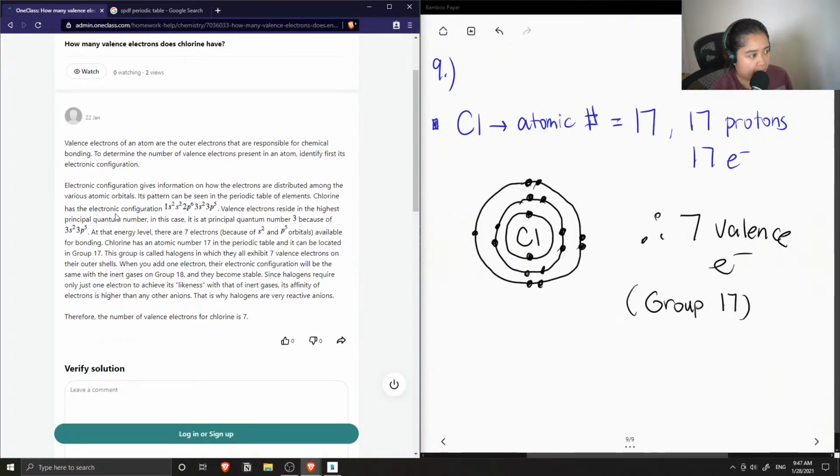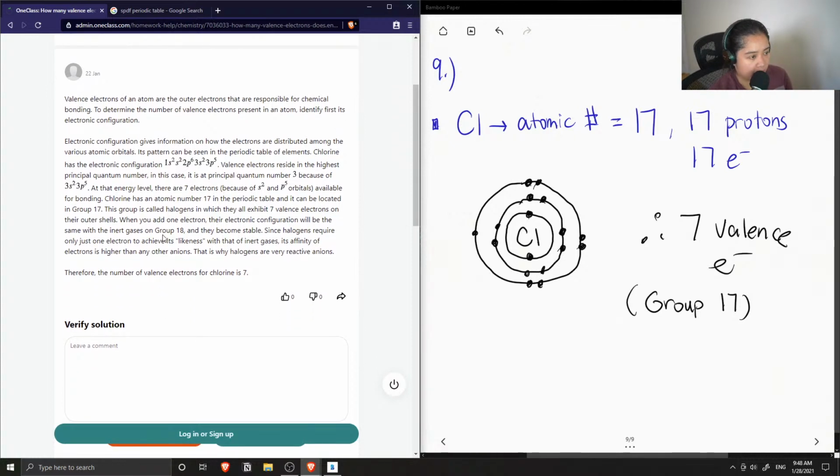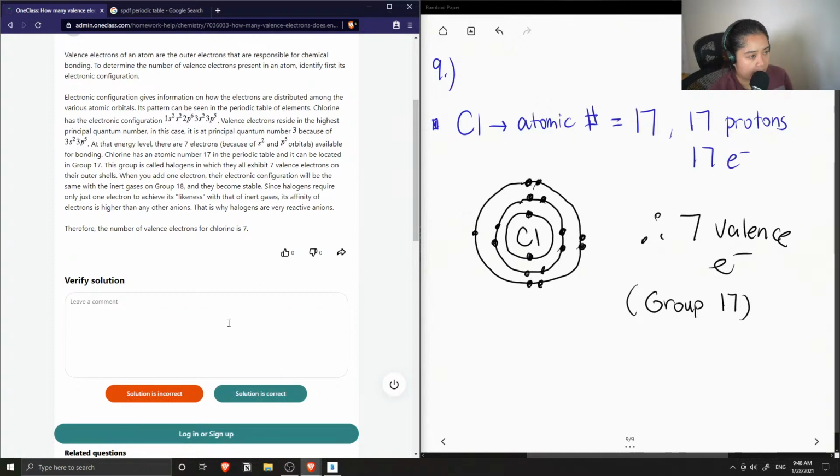So the junior tutor drew out the electron configuration. Valence electrons reside in the highest principal quantum number. In this case, it's number 3. And at that energy level, there are 7 electrons available for bonding. Okay, so this solution is correct.